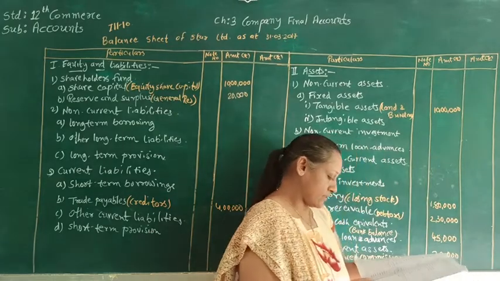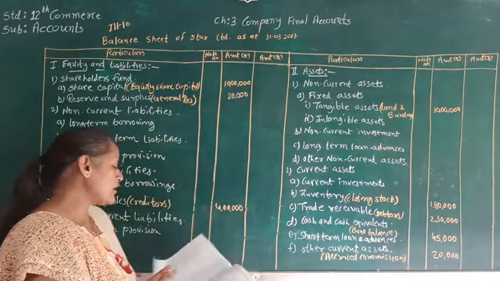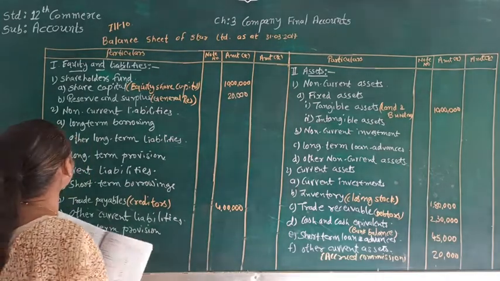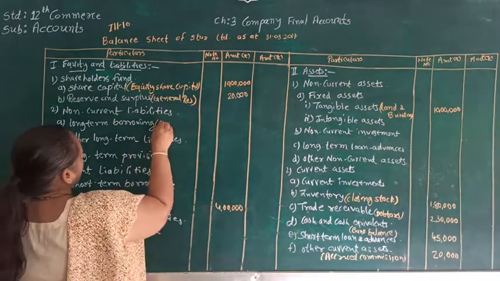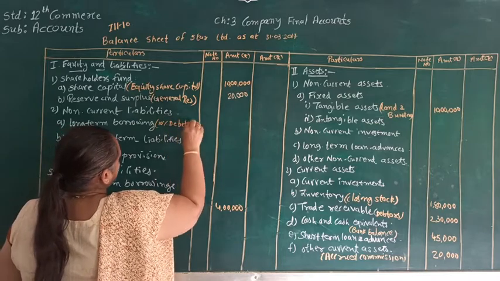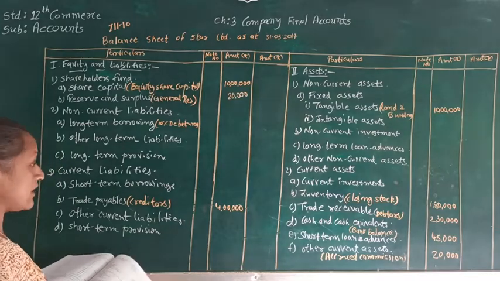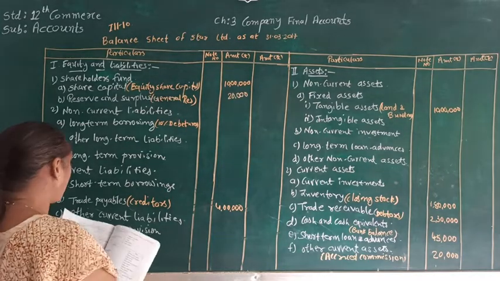After debtors, another thing given to us is 10% debenture, and 10% debenture is a long-term borrowing. And the amount of 10% debenture is 1,30,000.